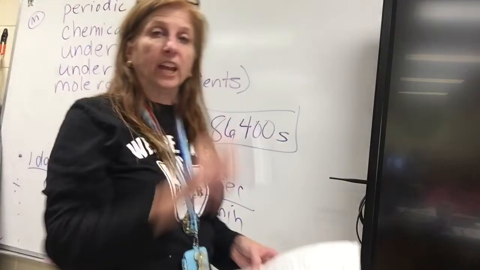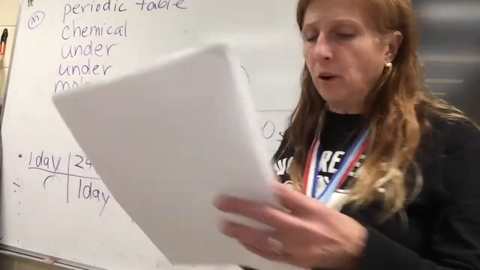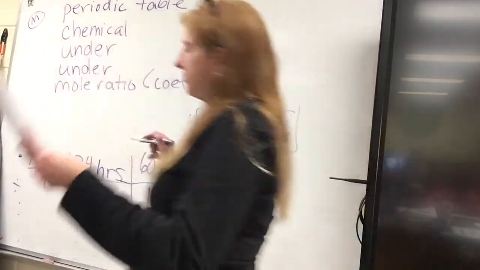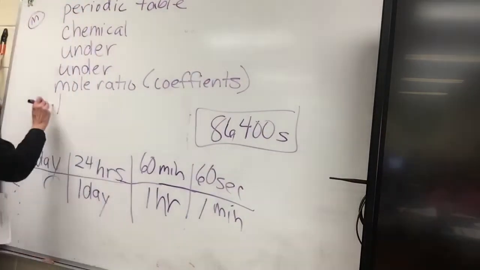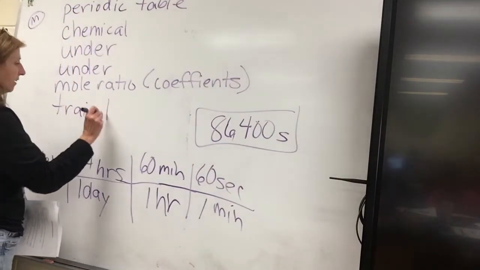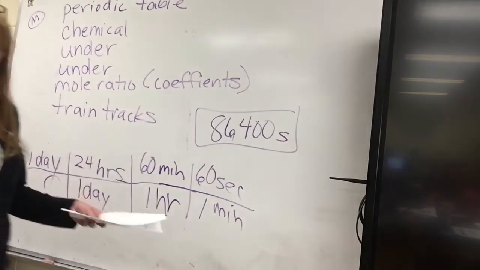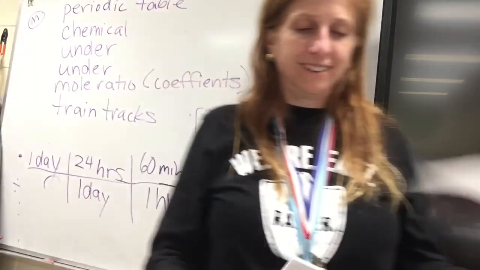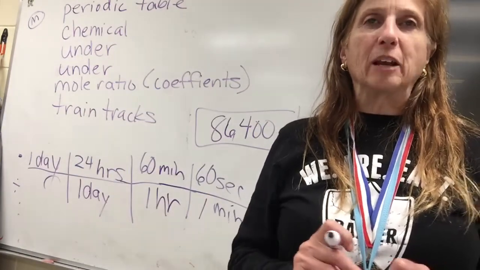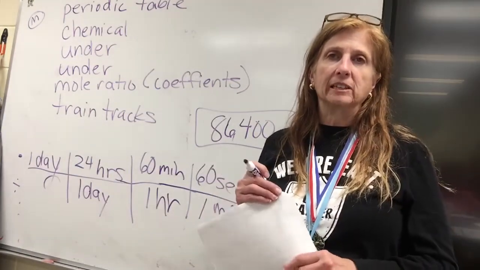You're going to draw a U, the letter U, on your paper, and you're going to set up your conversion factors or train tracks. And then you do the math. There you go. So we'll do some examples once y'all have written that down.